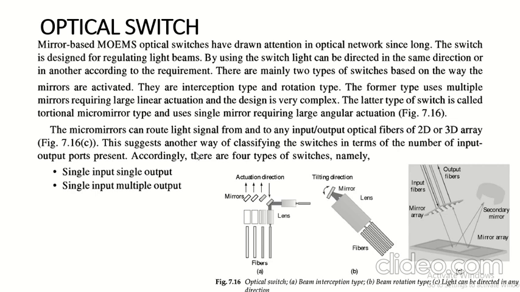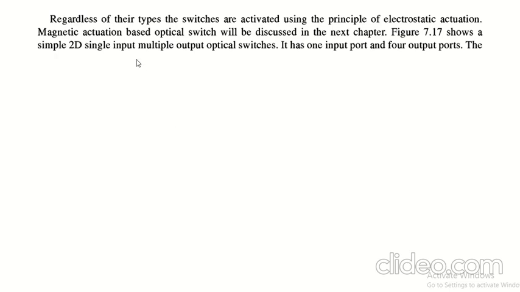This suggests another way of classifying the switches in terms of the number of input-output ports present. Accordingly, there are four types of switches, namely single input single output, single input multiple output, and so on. Regardless of their type, the switches are activated using the principle of electrostatic actuation. Magnetic actuation based optical switches will be discussed in the next chapter.